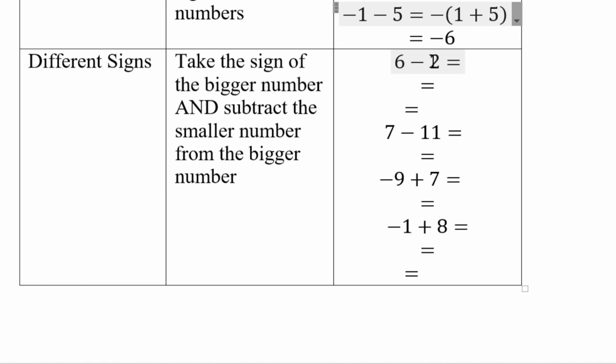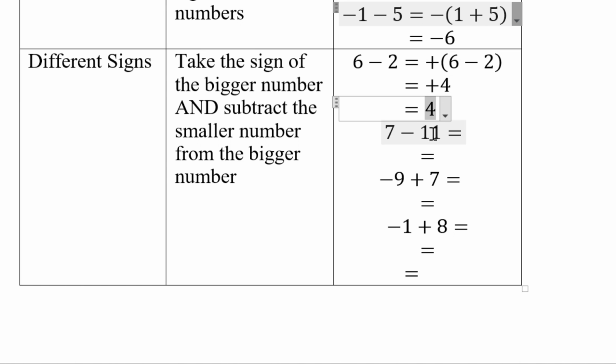So between these two numbers, you realize that 6 is greater and it has a positive sign, meaning the answer must have a positive sign. Then take the two numbers, subtract them. 6 minus 2 gives us 4. So the answer will be +4, and that's what you call 4.